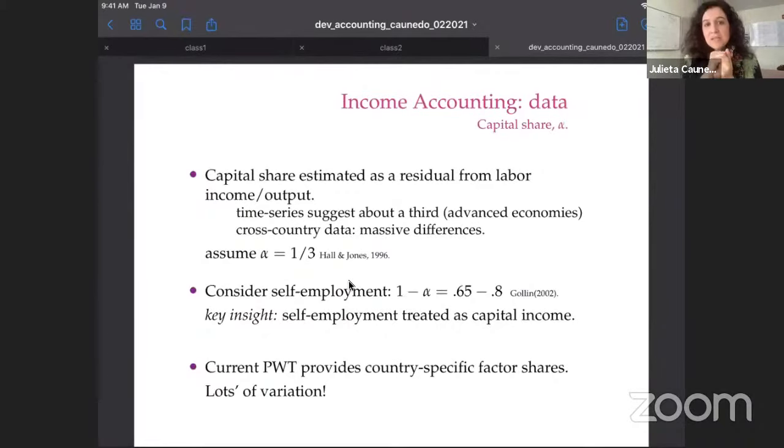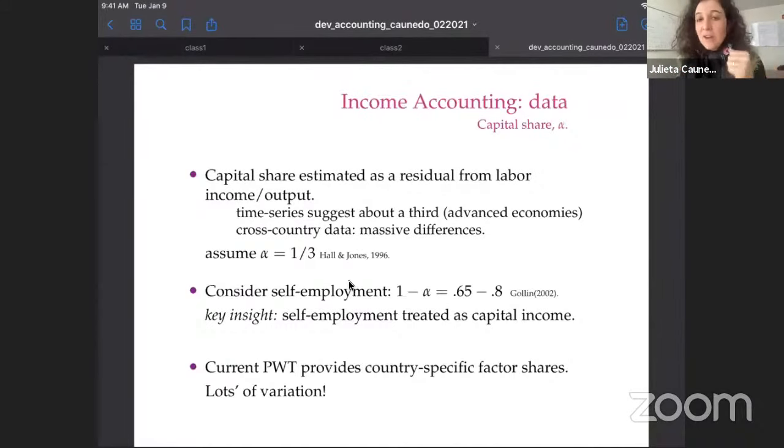Now, the time series suggests that this number, the capital share, is about a third. Now, the cross-country data, when you go and do this with the national accounts data, shows that there are massive differences, okay? What I'm gonna do for the exercise that you have in the code, and what Jones also does in his chapter, is to just assume that alpha is one third.